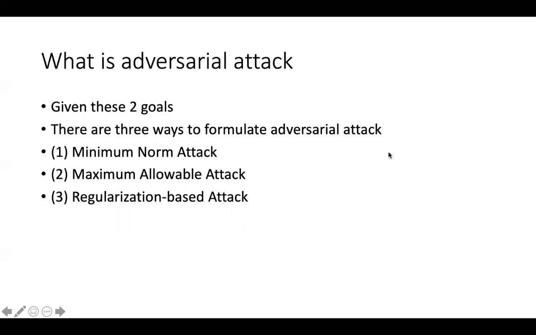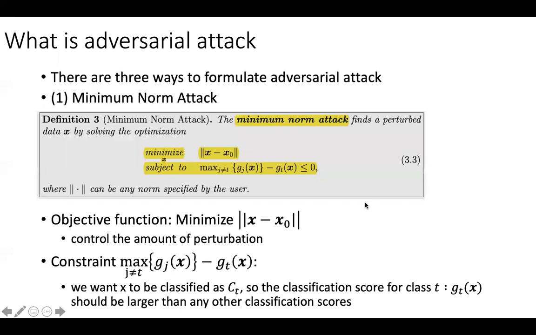Given these two goals, there are three ways to formulate adversarial attack. The first way is called minimum norm attack. It finds x by solving the optimization problem. The objective function is to minimize the distance metric between x and x0. So this is to control the amount of perturbation.